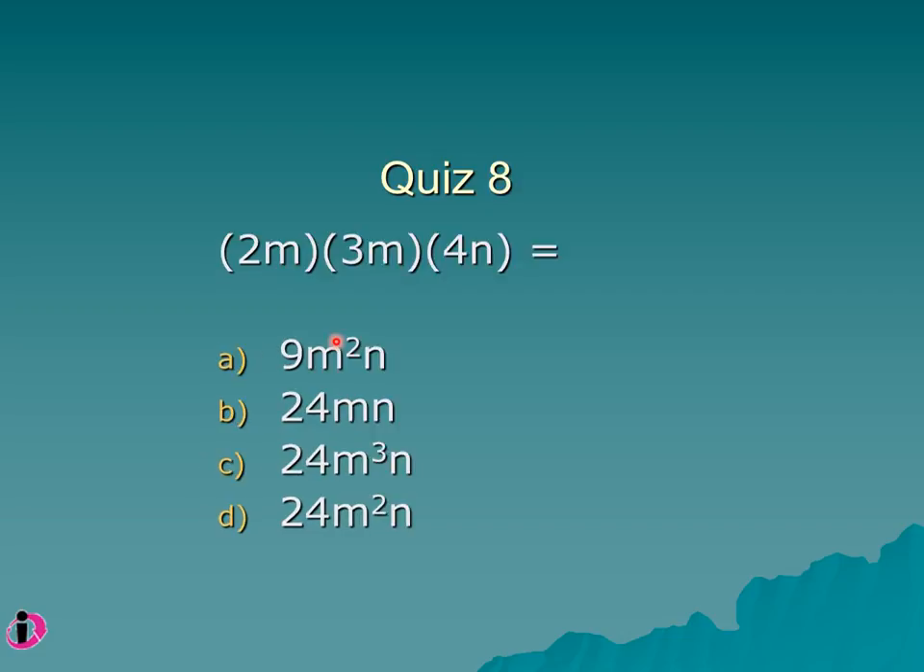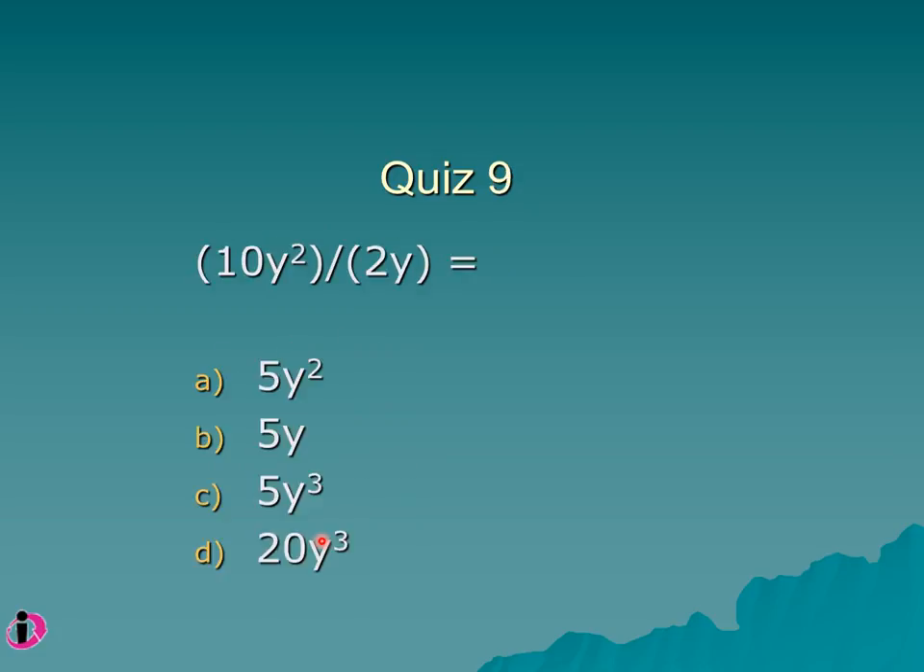Let's look at another one. Now this one, you again multiply all the numbers, so it becomes 24, but now you have 2 m's and 1 n. You keep n as it is. You will be multiplying both m's, so it will be m squared there. So the right answer will be D. 24m squared n. Any question here?